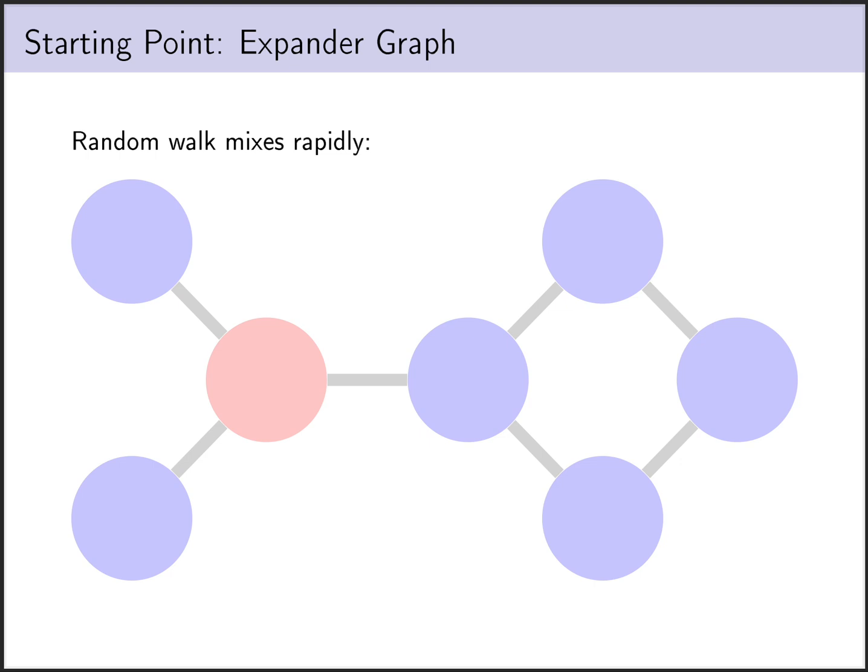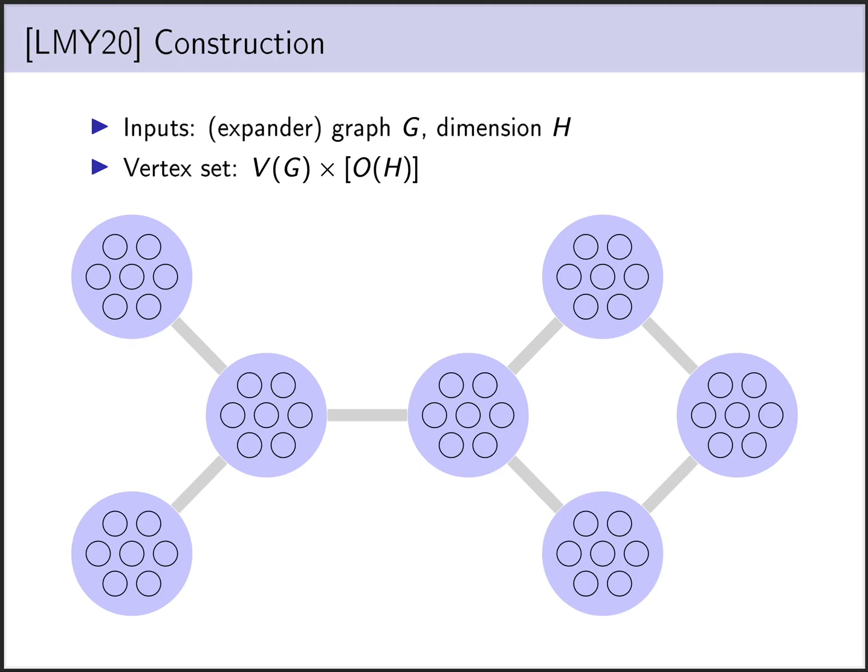Now, to present the construction, the starting point is an expander graph. So you may recall an expander graph is a graph where the random walk mixes rapidly. So this will rapidly approach the uniform stationary distribution. The inputs to the LMY construction are an expander graph G and a dimension H. Now, the graph G does not have to be an expander, but we'll typically choose it from an infinite family of expanders, while we hold H as a constant.